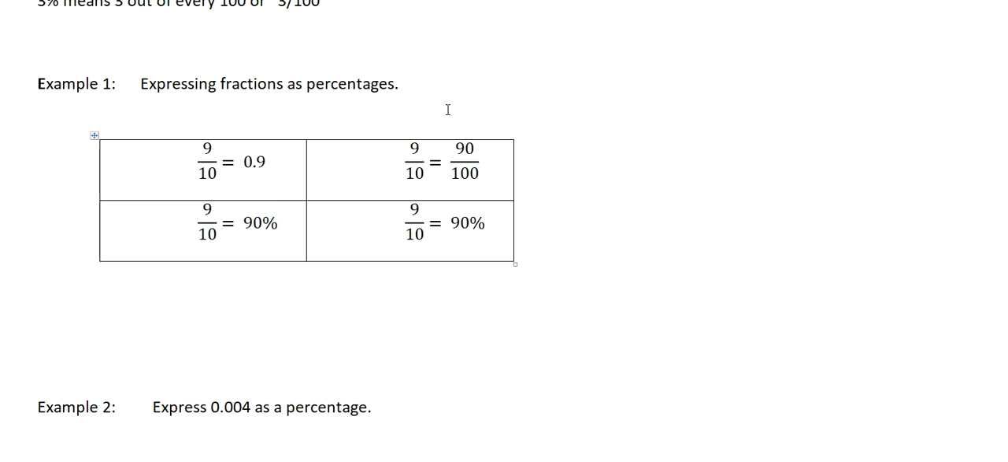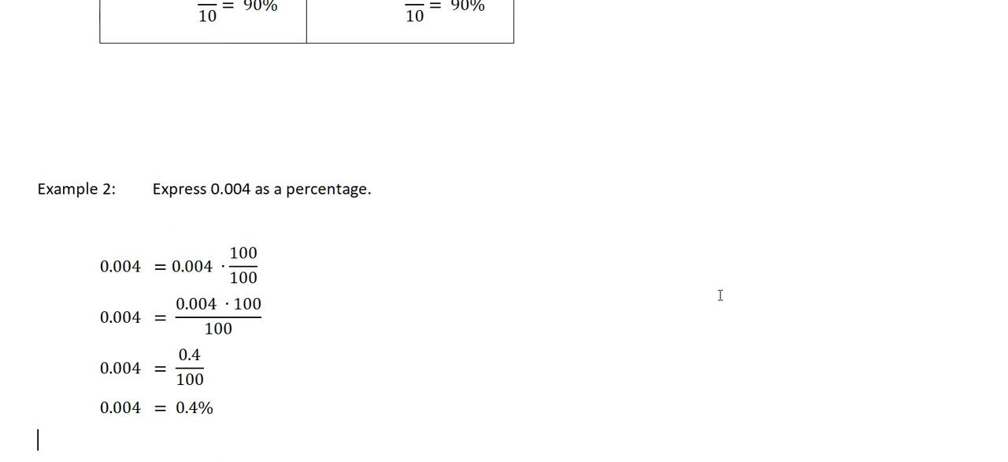The other approach is to take the fraction and express it as a fraction over 100. So 9/10, we multiply the top and the bottom by the same number, 10. So it becomes 90 over 100, or 90%.